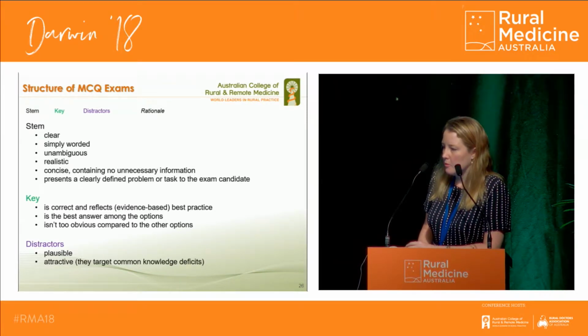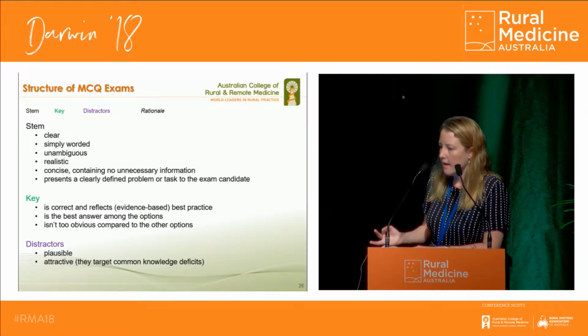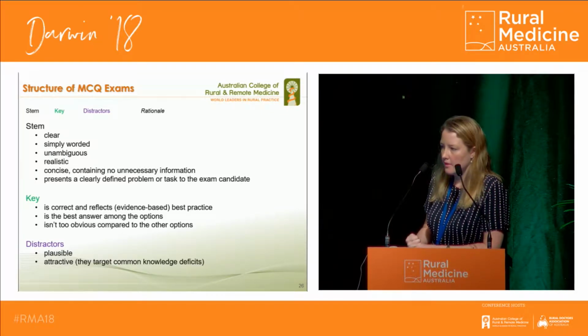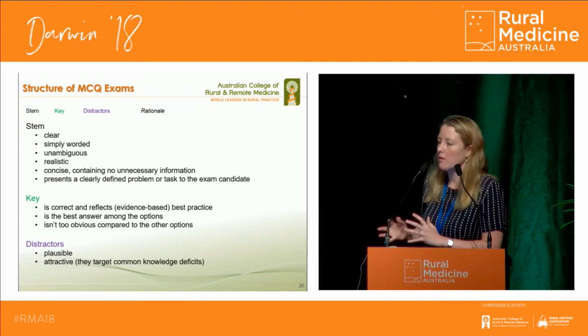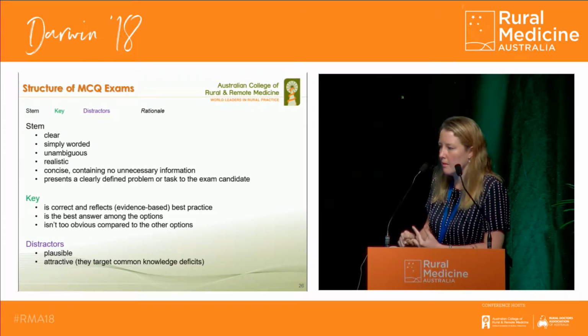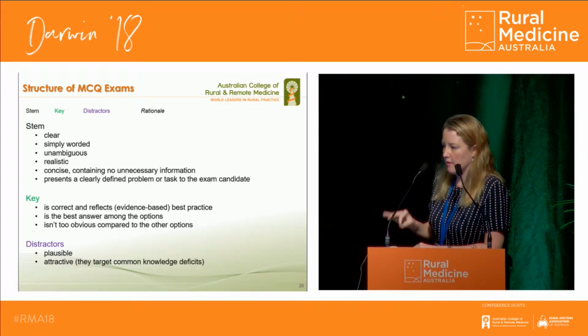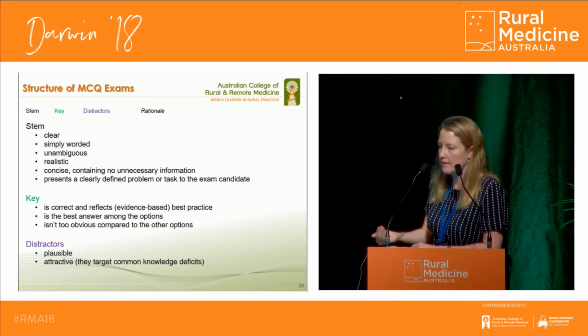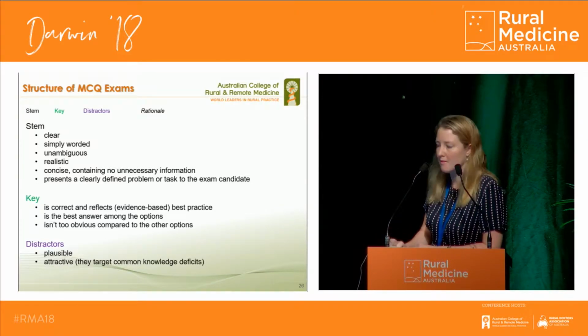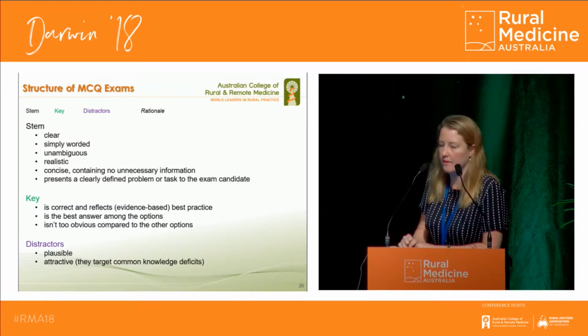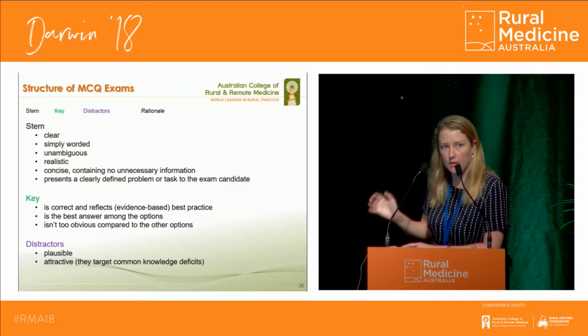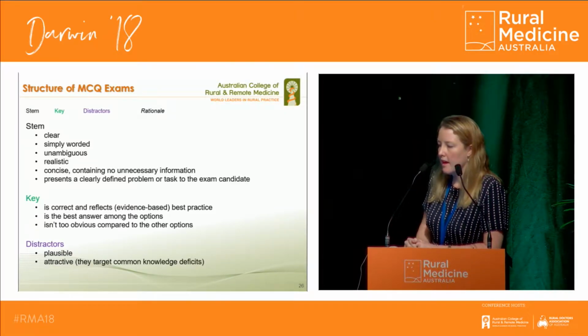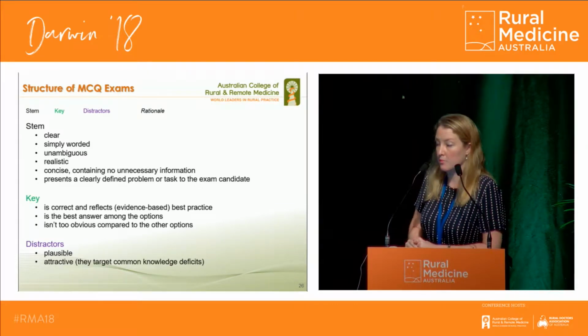So this is the structure of a multiple choice question. You've got a stem, a key, and then distractors in the answer. So this is the ideal question. The stem's clear, simply worded, unambiguous, realistic, concise, and presents a clearly defined problem. The key or the answer is correct and reflects best practice. It's the best answer among the options. It's not too obvious compared to the other options. The distractors are the other three options in the answer. A good distractor is plausible and attractive.